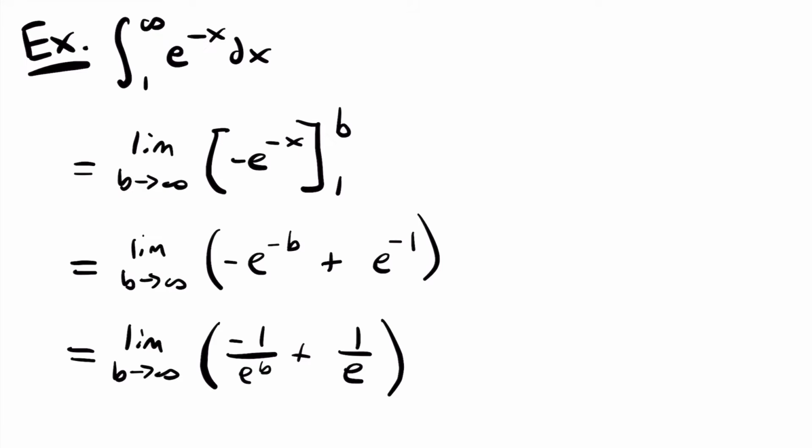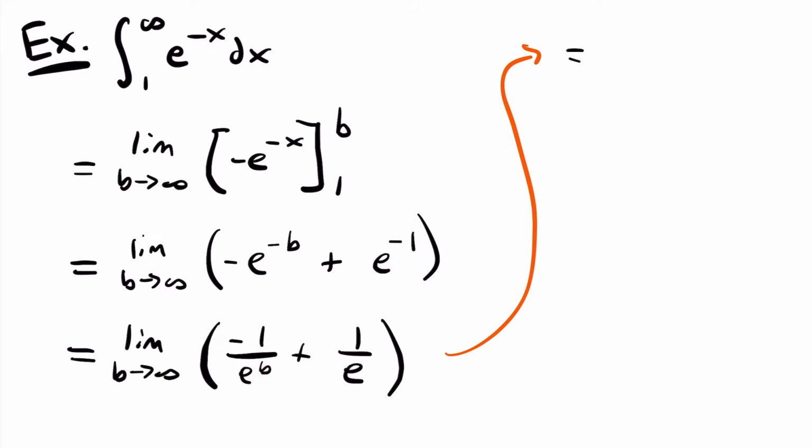All right, and so now we can evaluate the limit as b approaches infinity for these two terms. And so if we do that, this is going to be equal to negative 1 divided by e to the power of b as b gets larger. Now, as you take e to a higher and higher power towards infinity, the value of that term is going to get larger, right?